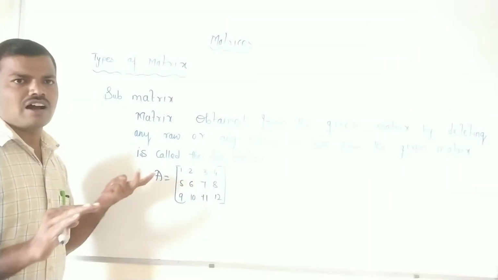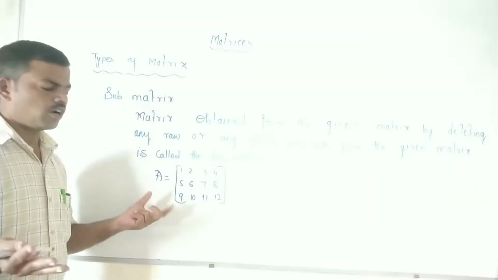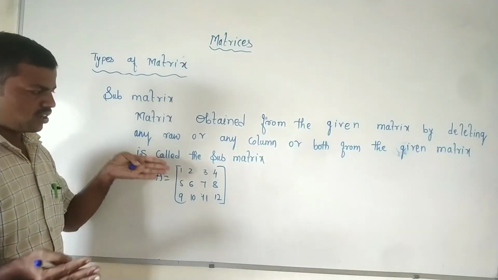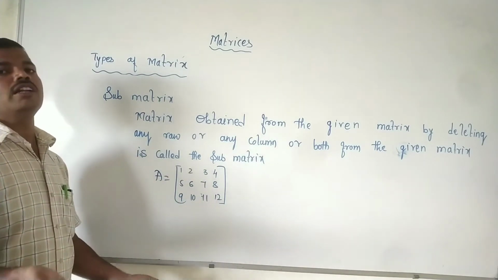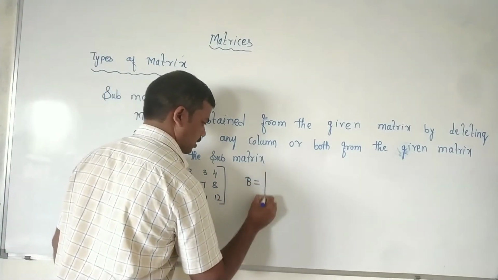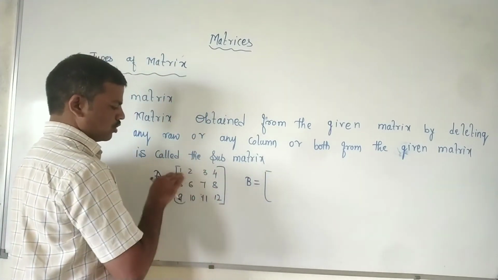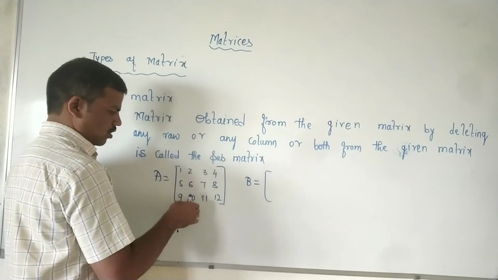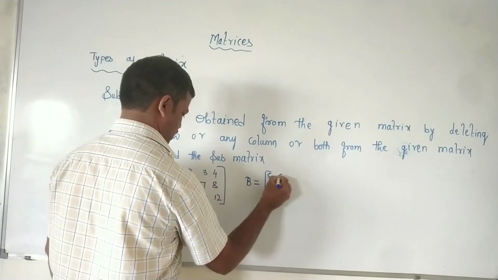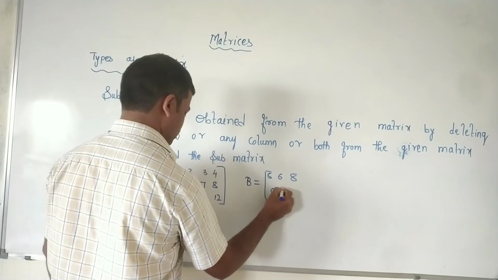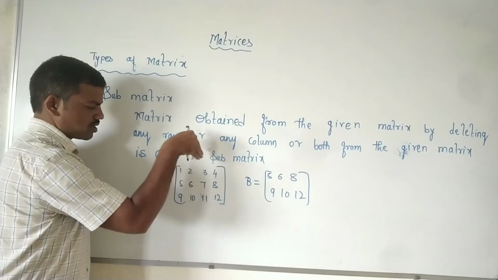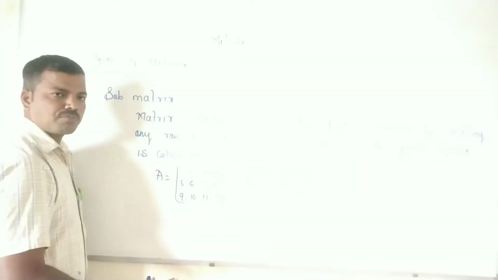One, two or three rows, it depends on the order. So obtain by deleting a row, a column, or both. Those are called a submatrix. Let B be a matrix obtained by deleting a row and a column. Delete this row and this column. What do you get? 5 6 8 9 10 12. So this is another submatrix which is obtained by deleting the first row and the third column.